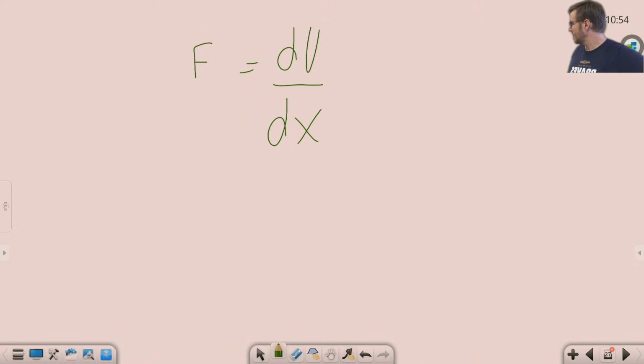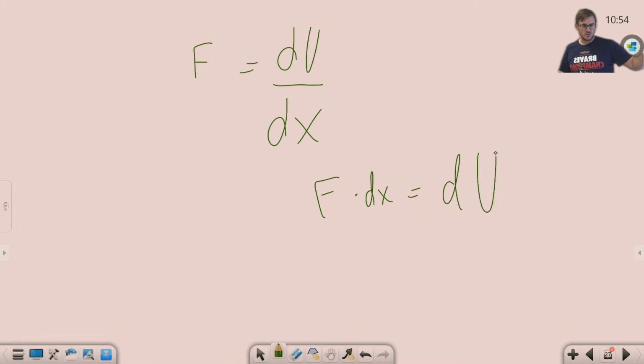What did you say? I said it's still some of this. Okay, but let's break this down here. Let's rearrange this equationally. F times dx equals dU. F times a small delta x. D is just a small delta, a small change. All we're saying is force times delta x is equal to a change in U.